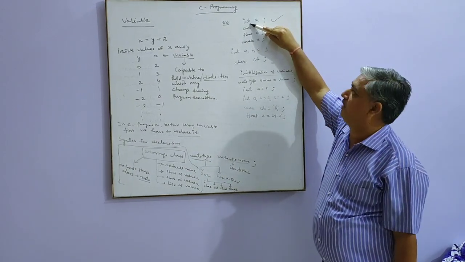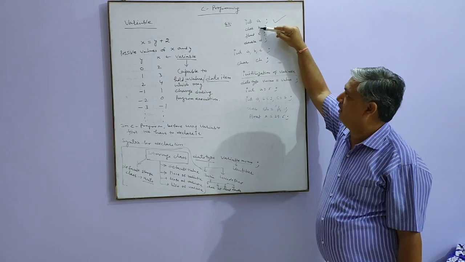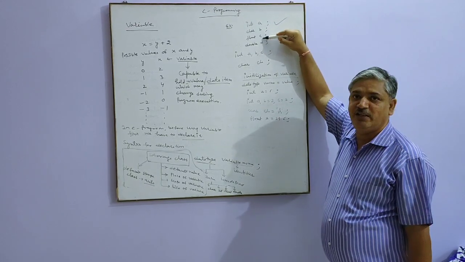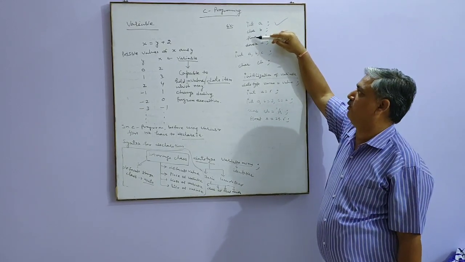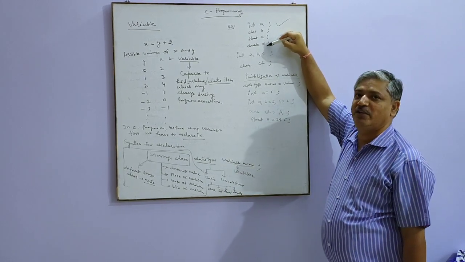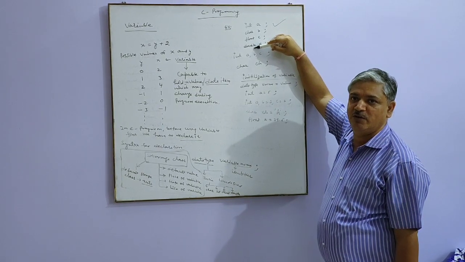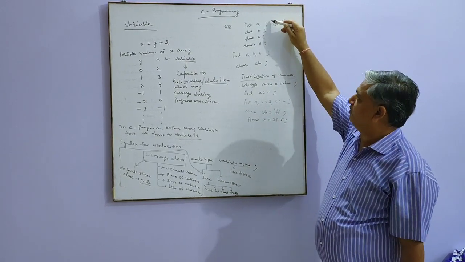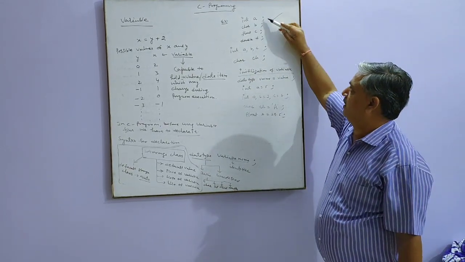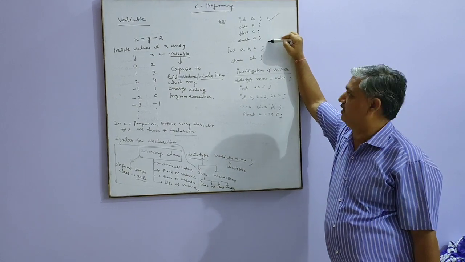Similarly, when we write char B semicolon, B is the variable and this variable is capable of holding character type of value. Float C, C is the variable which is capable of holding float type of value. Double D, D is the variable which is capable of holding double type of value. So these are the basic statements or examples to declare variables in C.